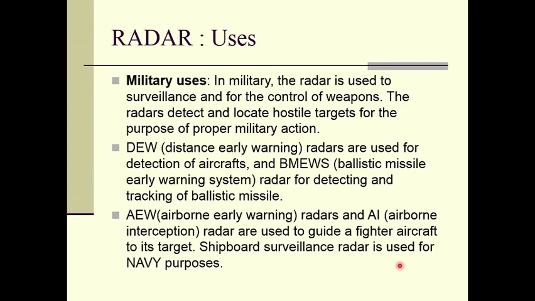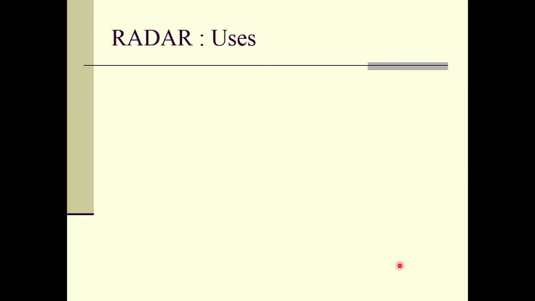AEW, that means airborne early warning radars, and AI, airborne interception radar, are used to guide a fighter aircraft to its targets, right? Shipboard surveillance radar is used for Navy purposes, right? So we have different kinds of radars, and they will be used in military applications.